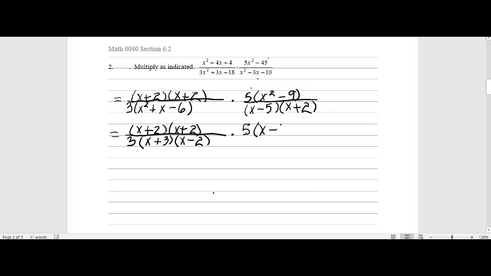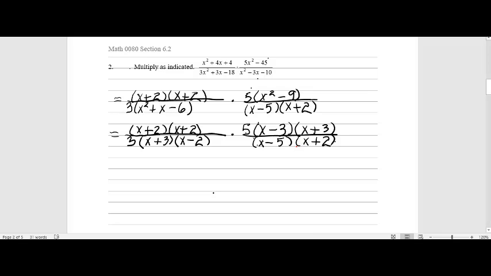X squared minus 9 is a difference of squares, and that factors into x minus 3 times x plus 3. And I'm recopying the second denominator because that was completely factored. So that's my factorization of each numerator and each denominator, which are now all in completely factored form.